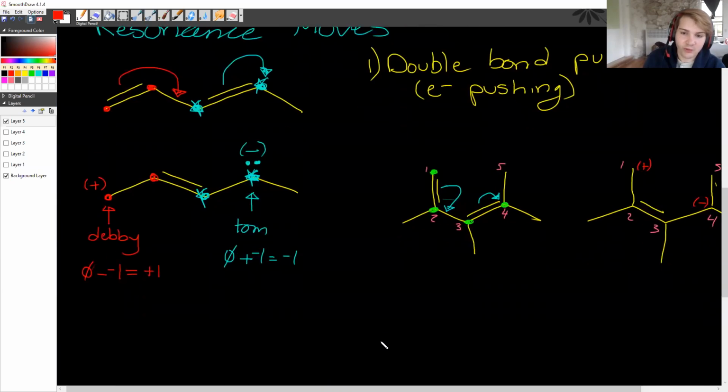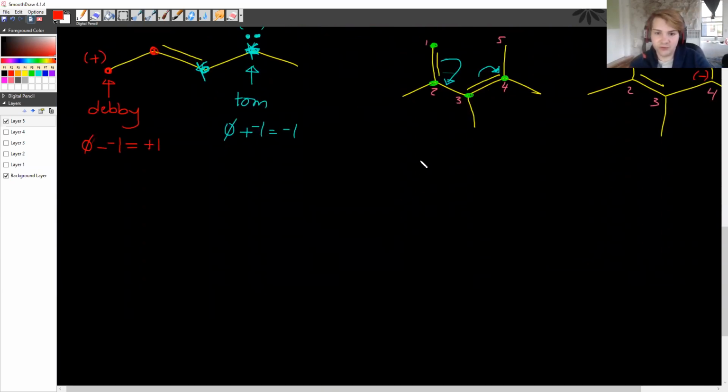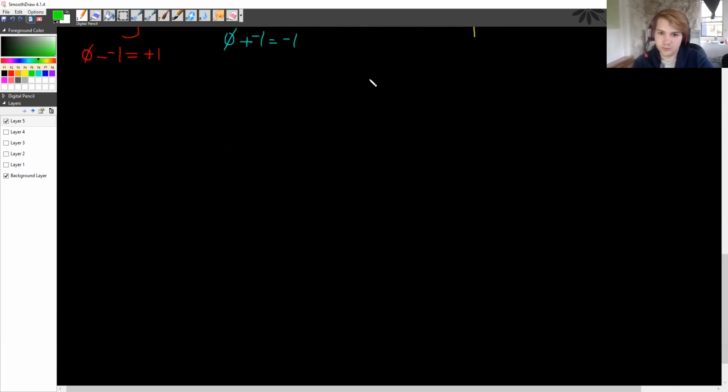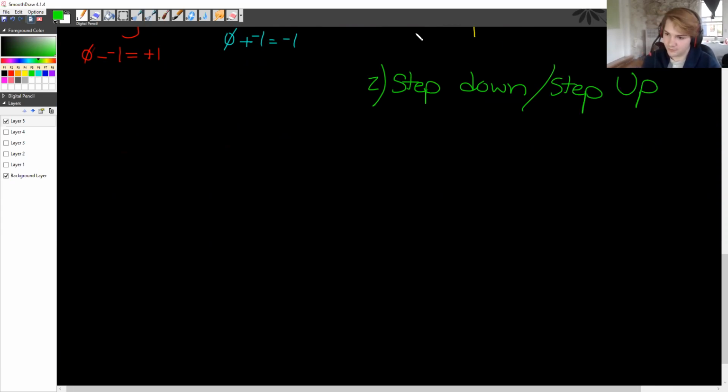The second valid resonance move that we can do is called the step down, or the step up, depending on which way you're going. This is probably your most common move that you're ever going to be able to do, and it's really simple. So let's say that we have this going on.